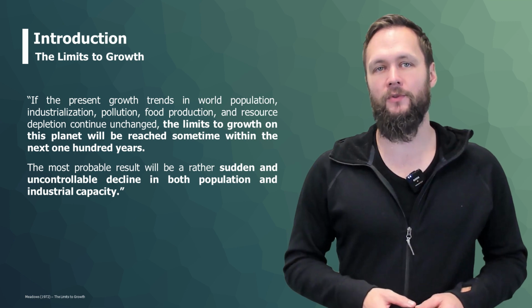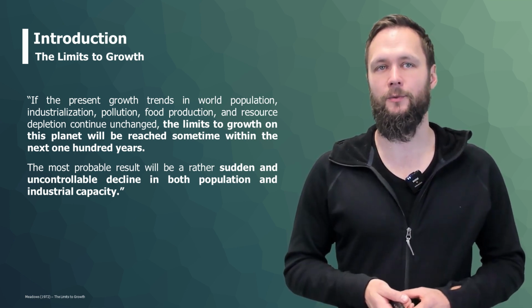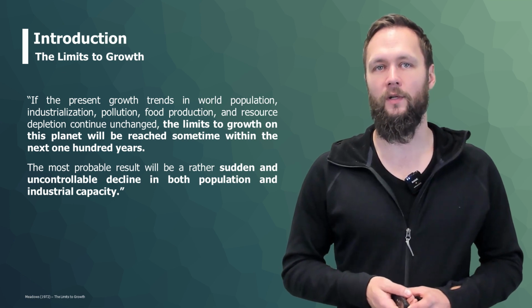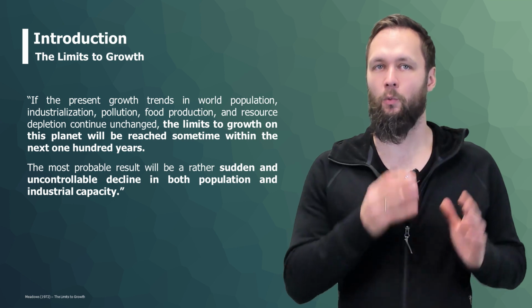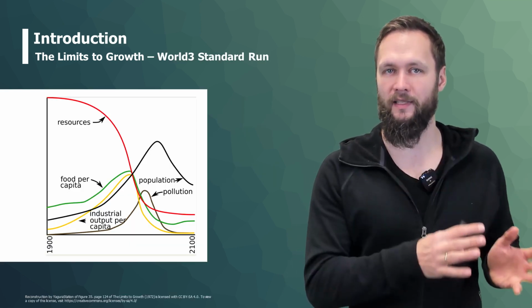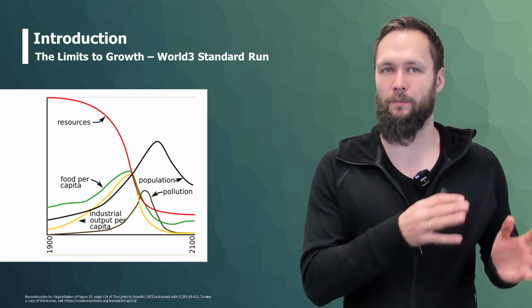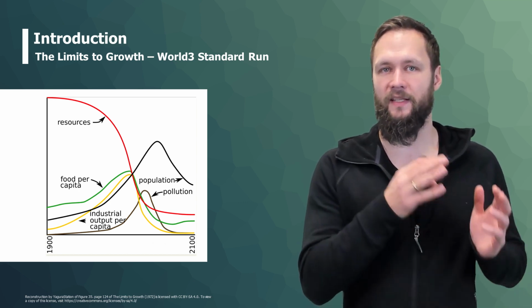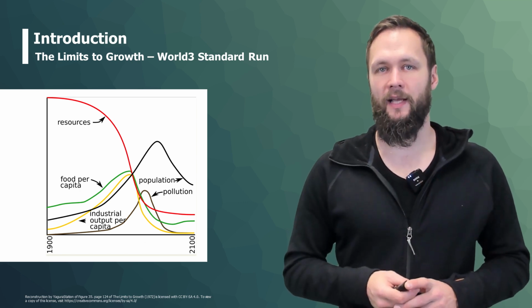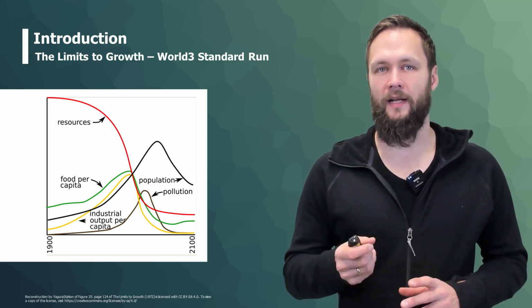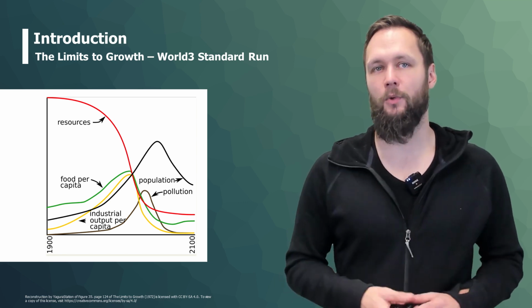One of the most commonly known results of the Limits to Growth book is the so-called World 3 standard run. We'll go into detail on this a little bit later. World 3 is the mathematical model that they created, and the standard run is the simulation based on that model that assumes certain standard parameters. You have five main parameters or main concerns in this model.